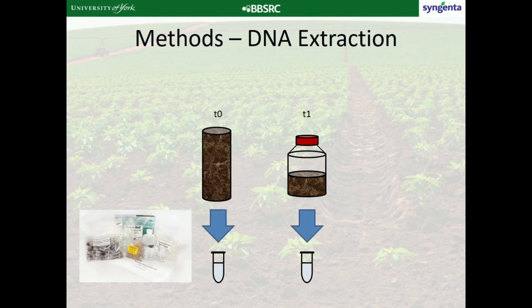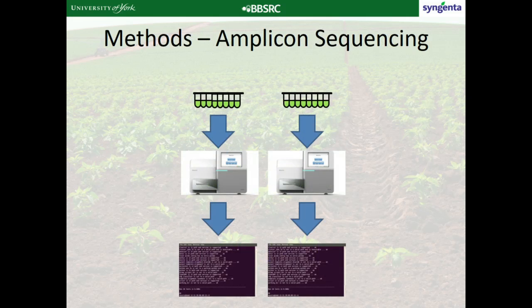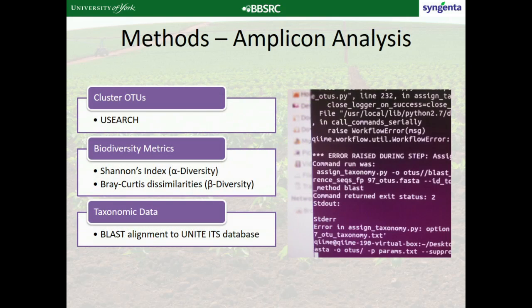I extracted DNA using a PowerSoil kit from MoBio, and then used PCR to amplify up the ITS region. The ITS region, if you're unfamiliar, is a classic fungal barcoding area. So I sequenced up the things that I amplified and went on to my bioinformatics pipeline.